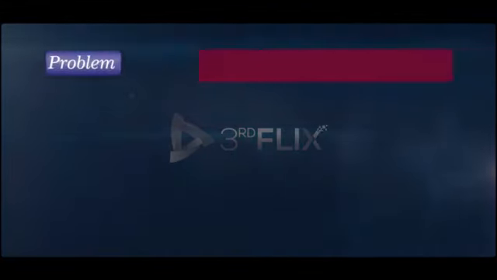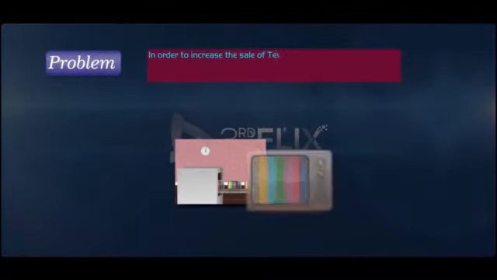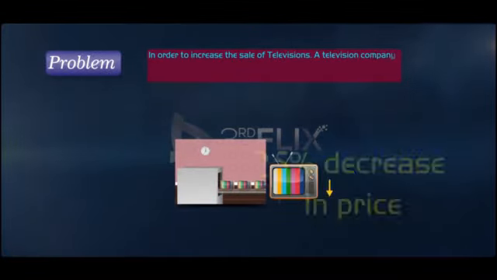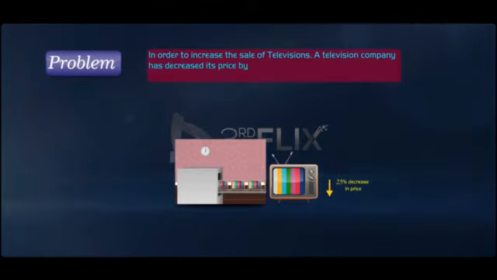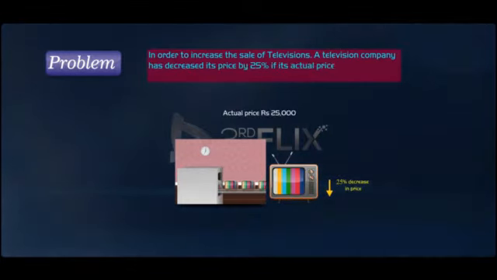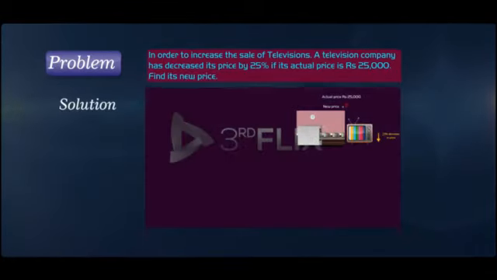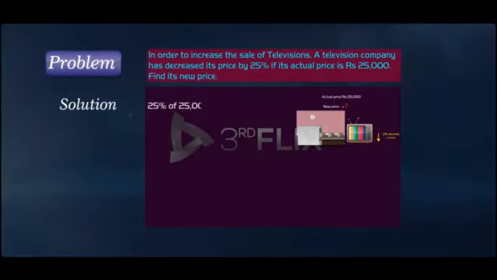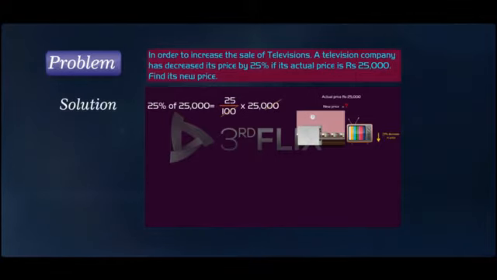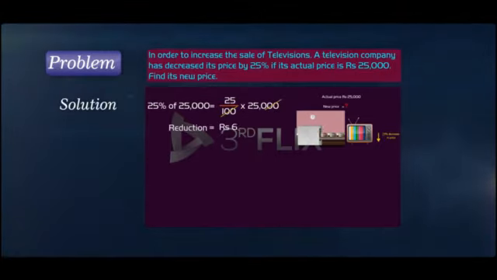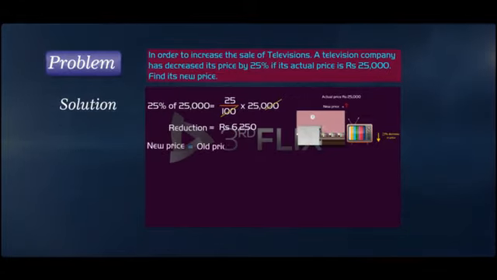Problem. In order to increase the sale of televisions, a television company decreased its price by 25%. If its actual price is Rs 25,000, find its new price. Solution. 25% of 25,000 is equal to 25 by 100 into 25,000. So, the reduction is equal to Rs 6,250. New price is equal to old price minus reduction.